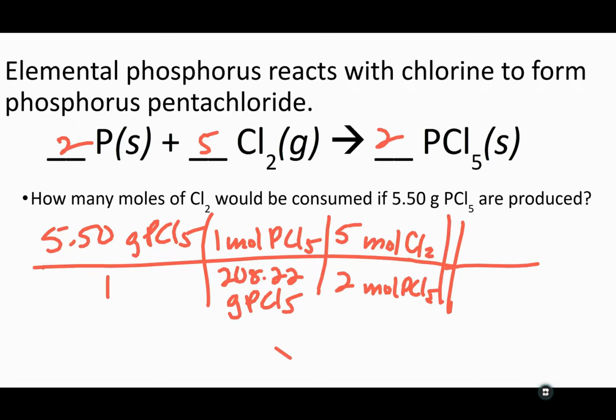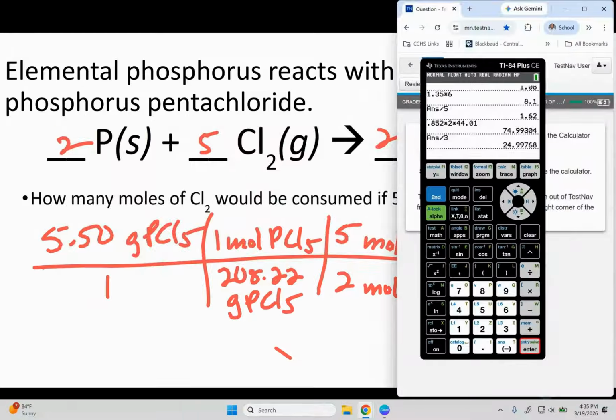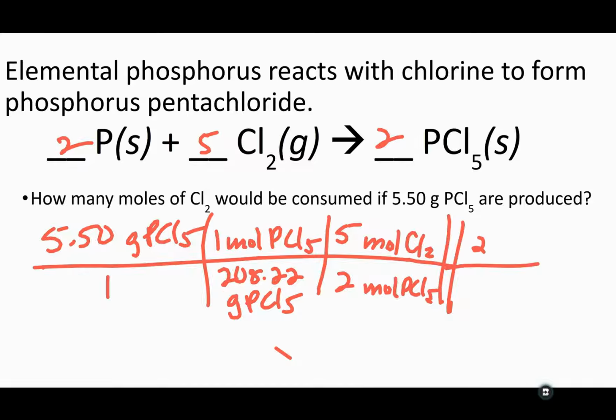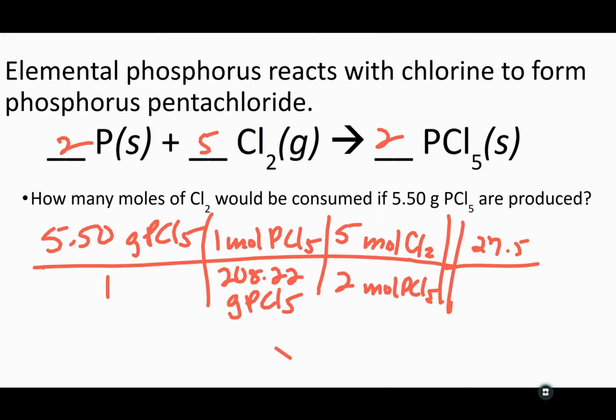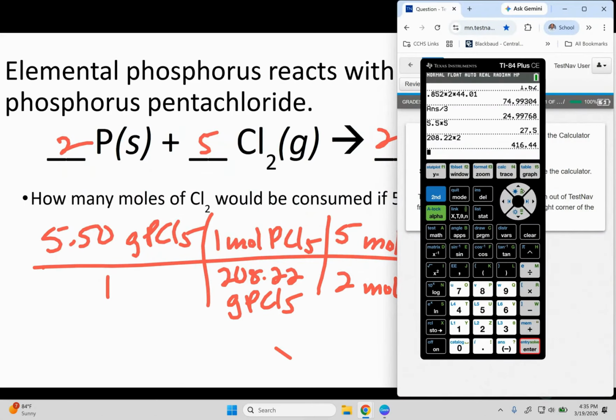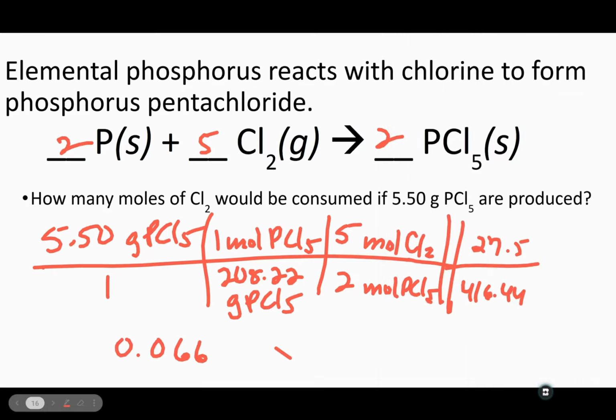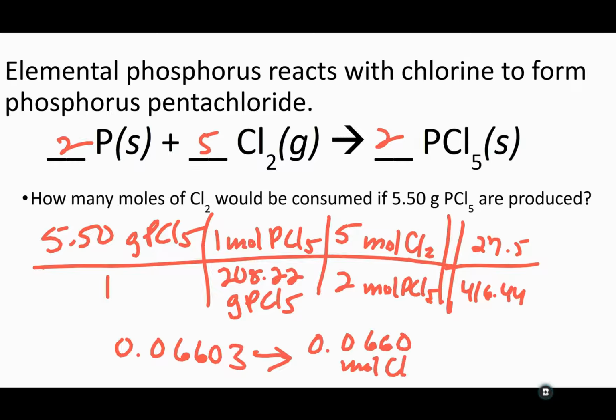So 5.50 times 5 is 27.5. And then the denominator is 208.22 times 2, so 416.44. I divide both numbers. I get 0.06603. That becomes 0.0660 moles of Cl2.